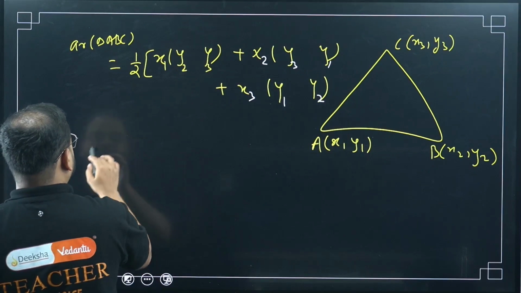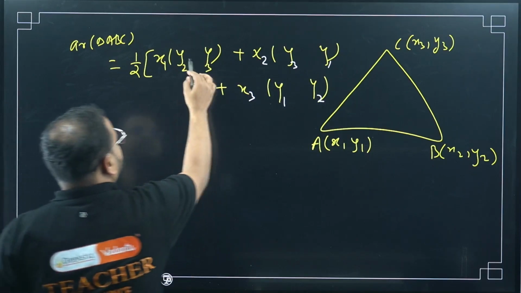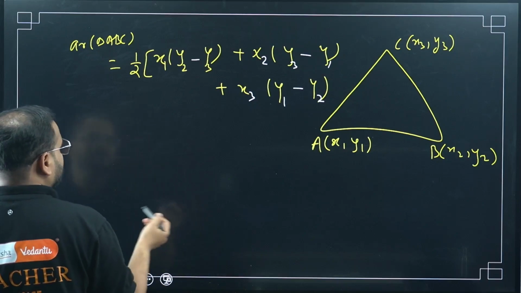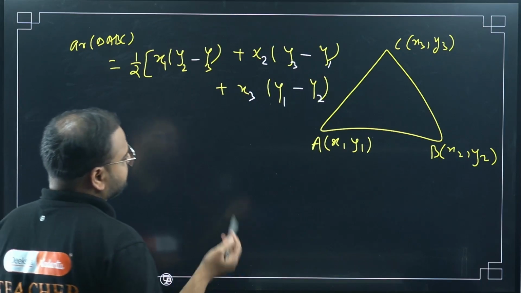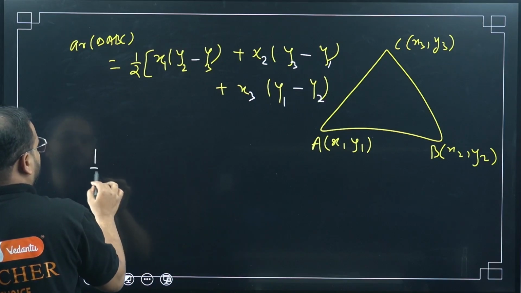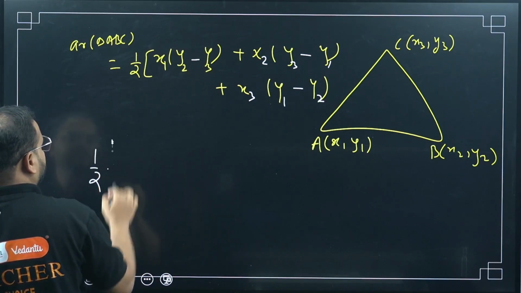Now, check here. So, we can write this with the help of this. I'll show you. If you remember, if I write a matrix like this, check here.